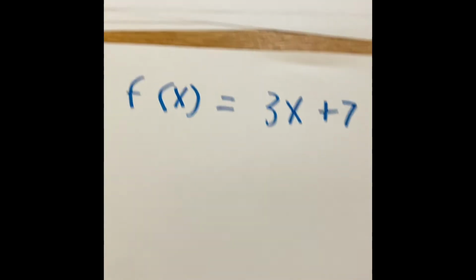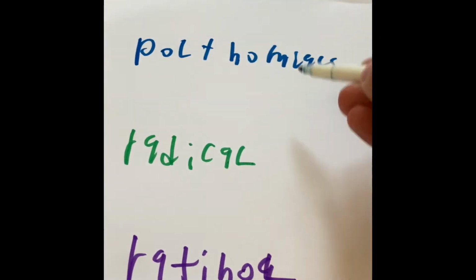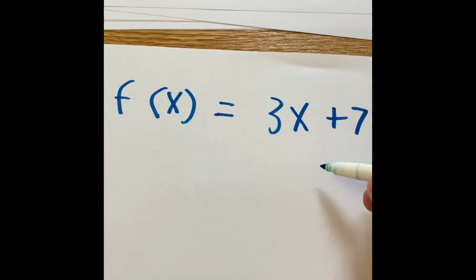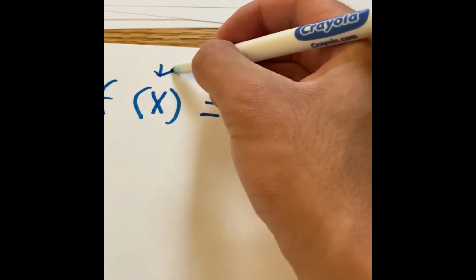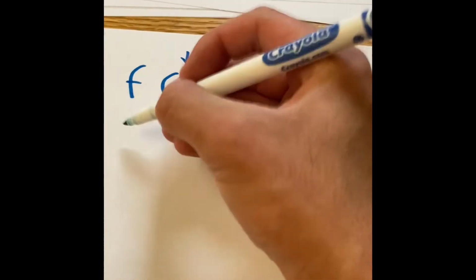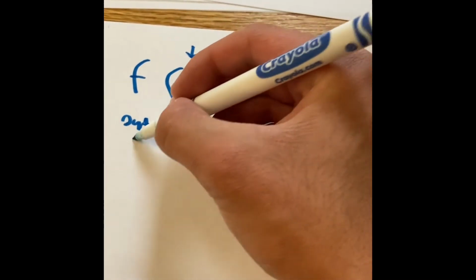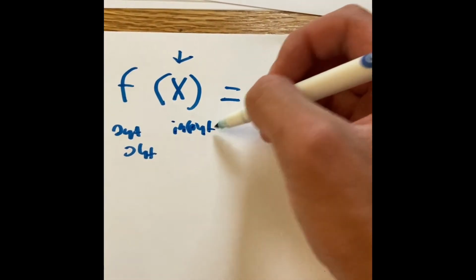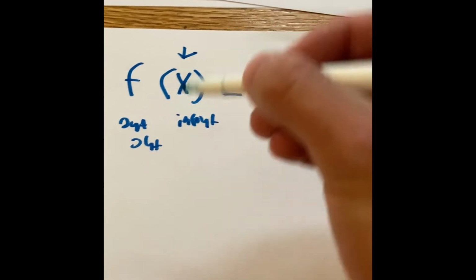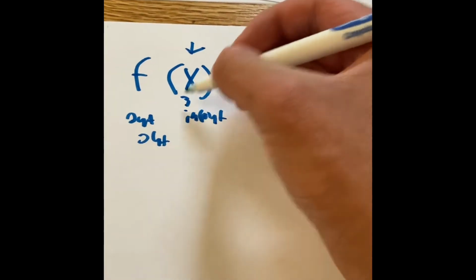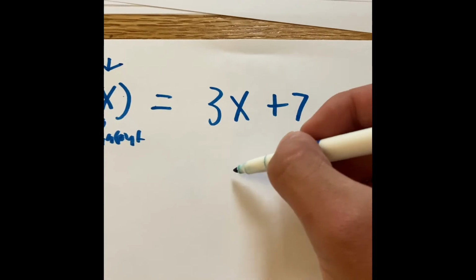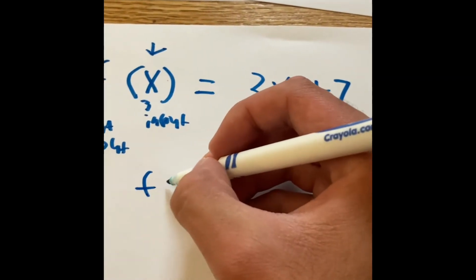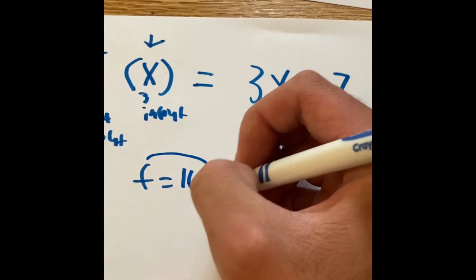This type of function is called a polynomial function because polynomials are really good at inserting anything for x. Your f is going to be your output, while your x is going to be your input. Anything that you insert in for x will give you your output. So let's insert 3 in for x. 3 times 3 is 9 plus 7. That's going to be 16. Your answer of f is going to be 16.